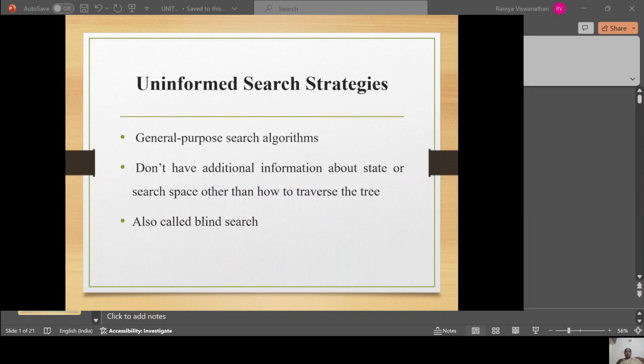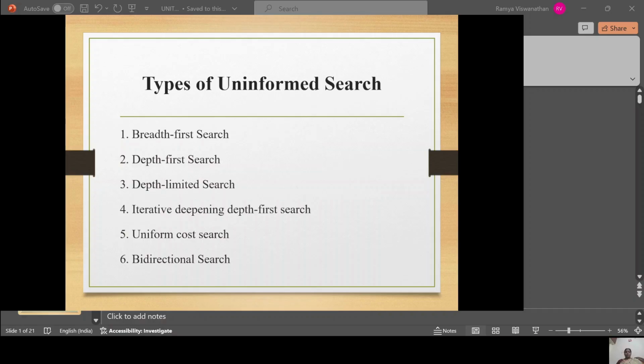First of all, we are moving to uninformed search strategies. It is also called blind search. It has general purpose search algorithms. They don't have any additional information about the state or the search space, other than knowing how to traverse the tree data structure.